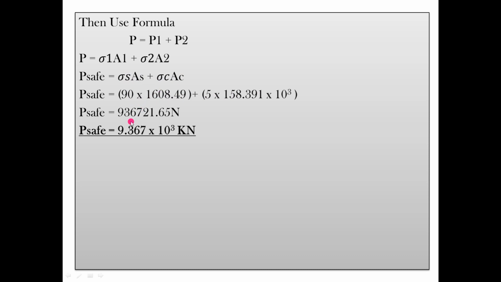ओके. that is 9,36,721 न्यूटन, that is किलो न्यूटन मध्ये जर बघायला तर 936.7 किलो न्यूटन. This is the answer of our question. This is a safe load. Okay. Here 2 problems are over. This is sufficient for today's lecture. Thank you.